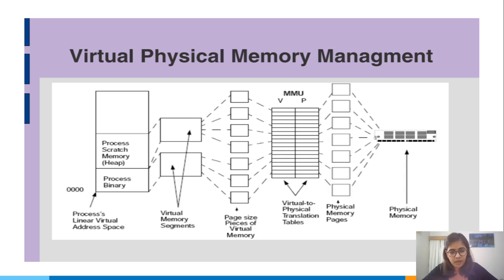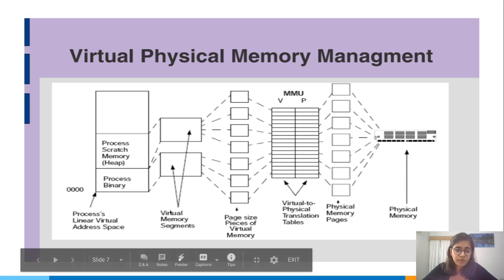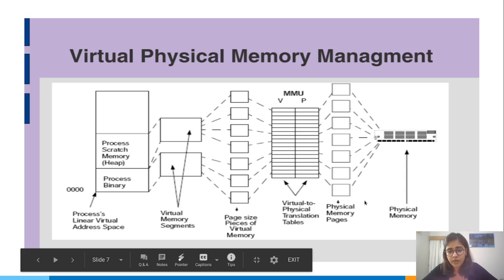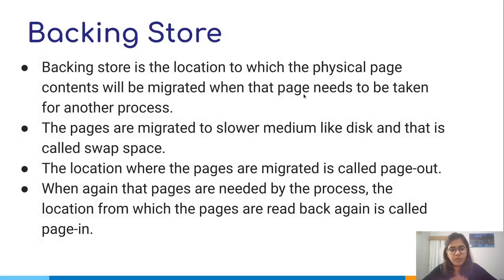Now, in this diagram, you can see that the virtual memory is divided into varied size segments called virtual memory segments, which are in turn further divided into small pieces called pages. The physical memory is also divided into pages, and the mapping from the virtual memory to the physical memory is done with the help of MMU.